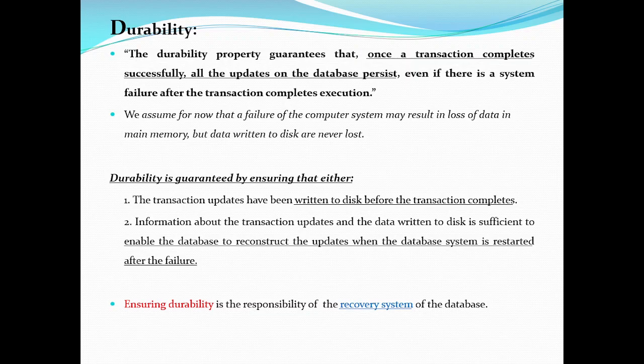Durability is guaranteed by ensuring that the transaction updates have been written to disk before the transaction completes. Information about the transaction updates written to disk is sufficient to enable the database to reconstruct the updates when the database system is restarted after the failure. Ensuring durability is the responsibility of the recovery system of the database.